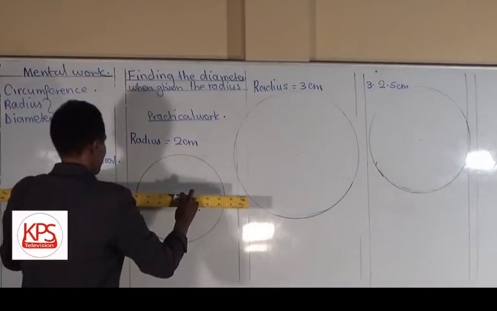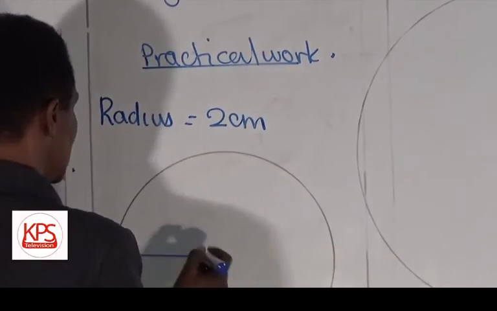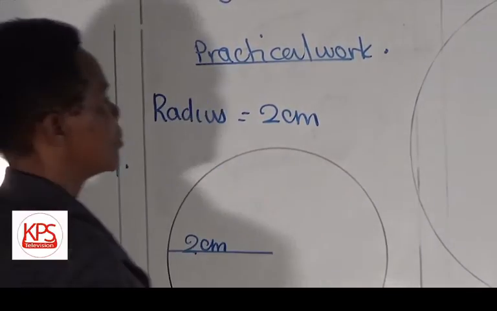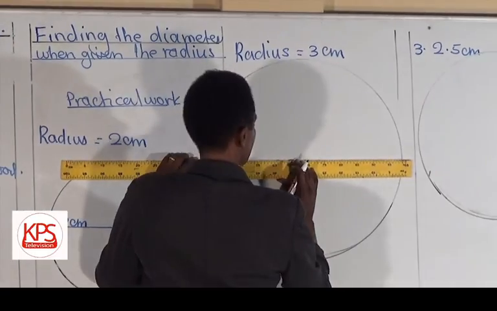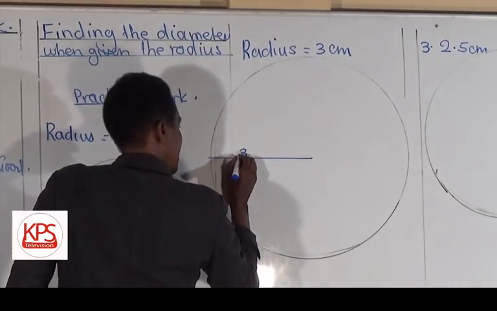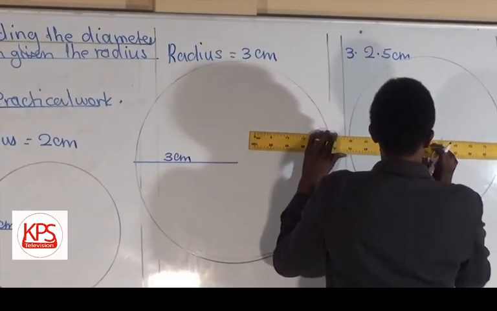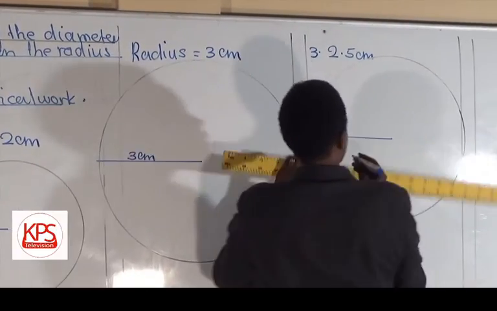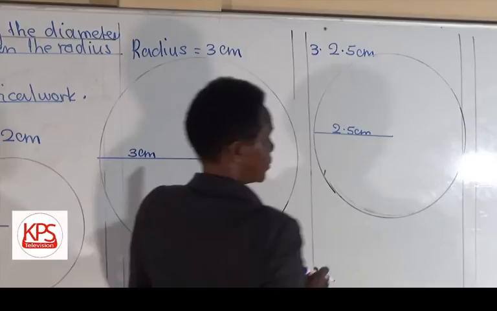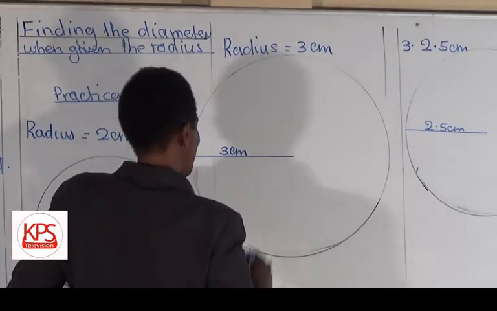I first write the radius. This one is 2 centimeters. This one is 3 centimeters. And then the last one is 2.5 centimeters. Now the remaining part from here, if we connect, this is our center.